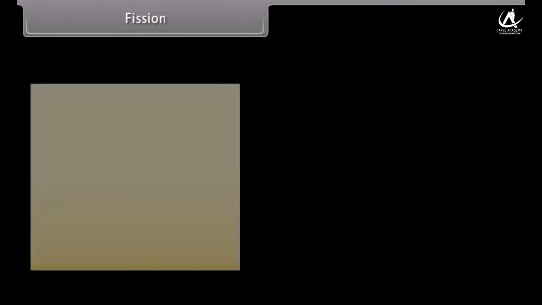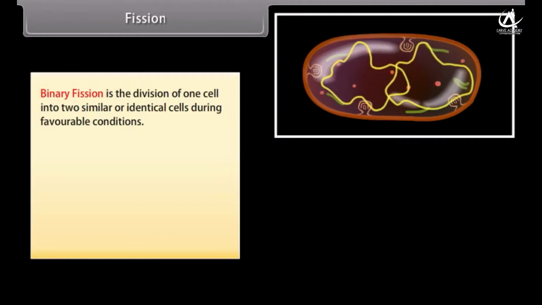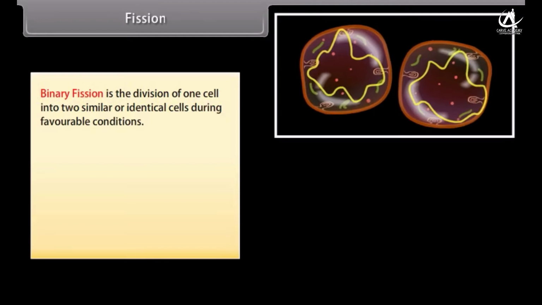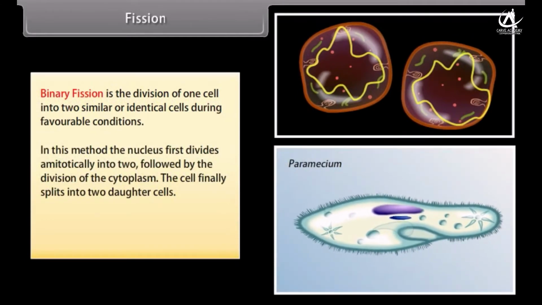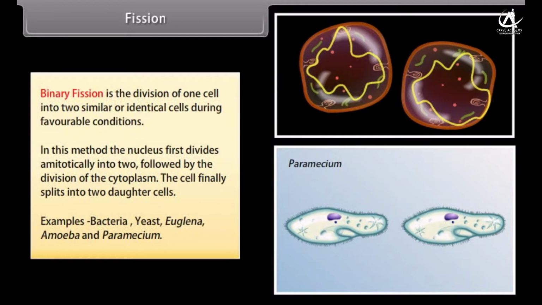Binary fission is the division of one cell into 2 similar or identical cells during favorable conditions. In this method, the nucleus first divides amitotically into two, followed by the division of the cytoplasm. The cell finally splits into two daughter cells. Examples: bacteria, yeast, euglena, amoeba, and paramecium.